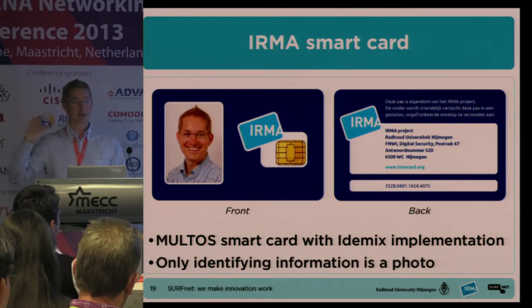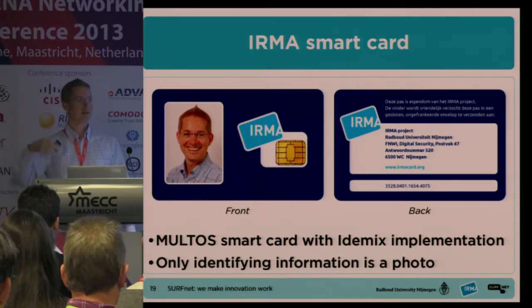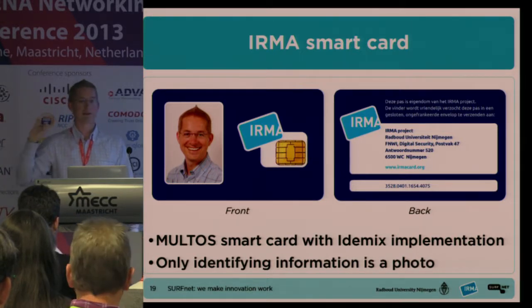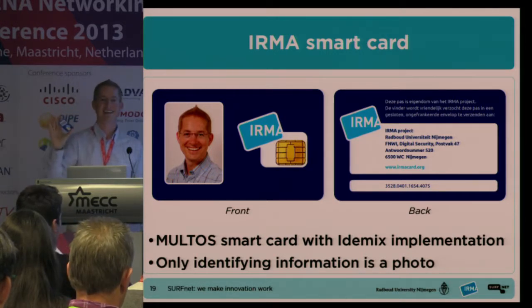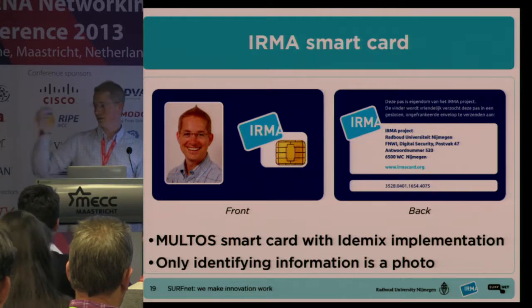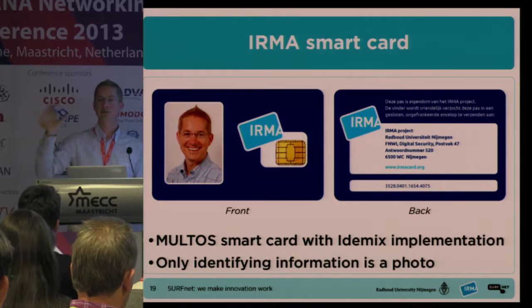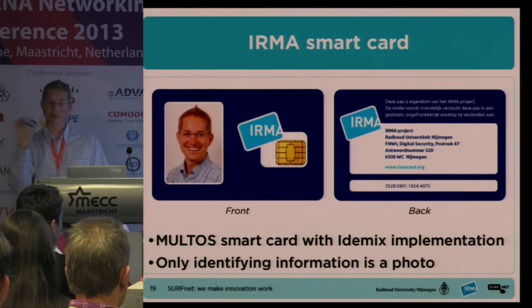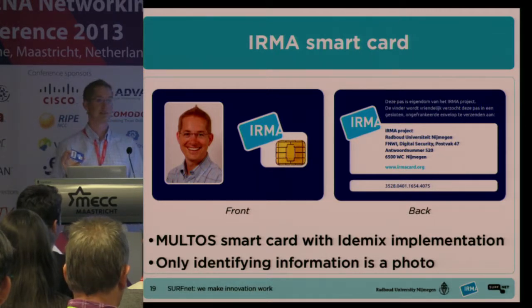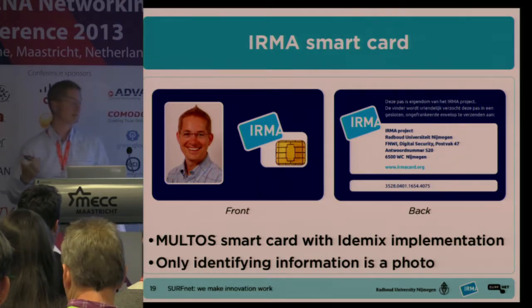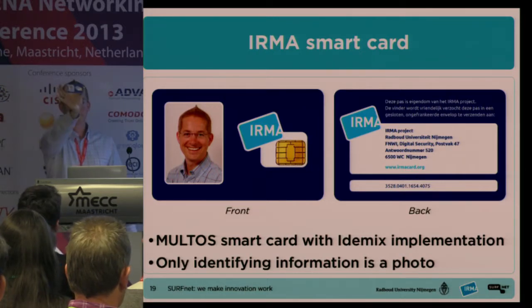And researchers from the research group which I'm a part of have created an implementation of the IDMX technology that works on a smart card. And actually, they have the world's fastest IDMX implementation on a smart card. With that, I mean that it performs reasonably well. It takes about a second to prove that I have certain attributes, and that's really quick if you compare that the second fastest implementation takes about 8 seconds, which is completely unusable in practice. And as you can see, the only identifying information on here is my picture.